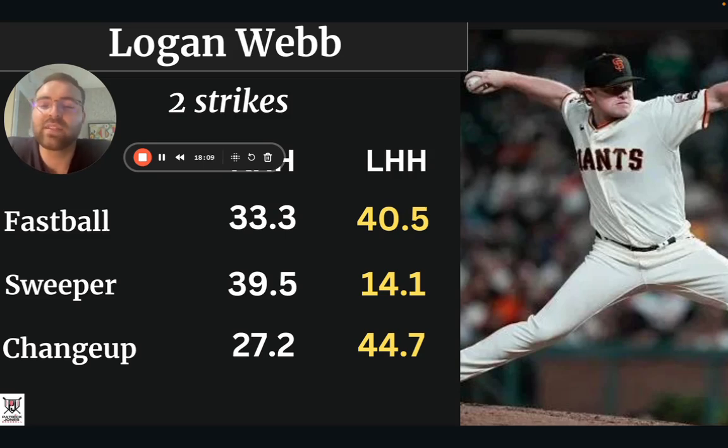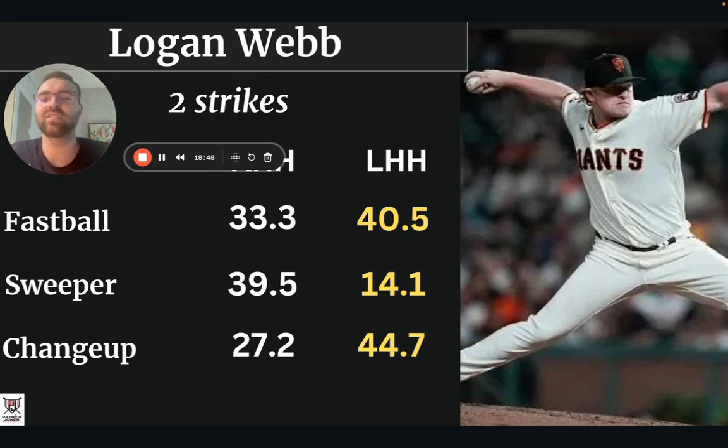So we get to 2 strikes to right-handed hitters. He's only throwing that fastball 33.3% of the time, and he's throwing the sweeper about 40% of the time, and then the changeup 27.2%. And to left-handed hitters, he's throwing the fastball 40.5% of the time, the sweeper 14.1%, and then the changeup 44.7%. So he's throwing the changeup more than any other pitch with 2 strikes to left-handed hitters, and then he's throwing the sweeper about 40% of the time to right-handed hitters.